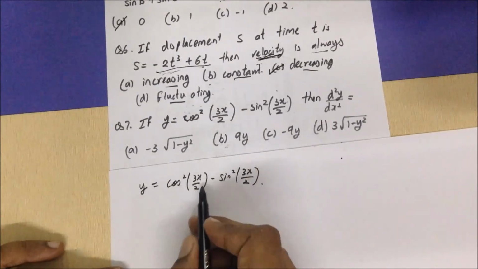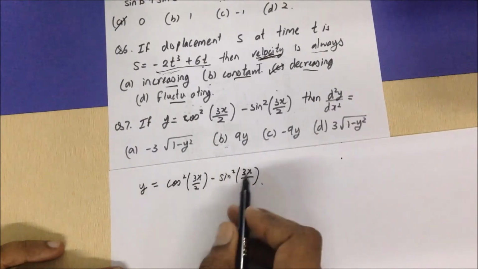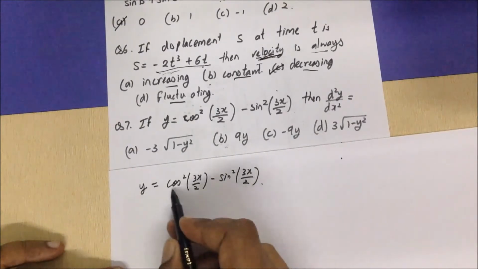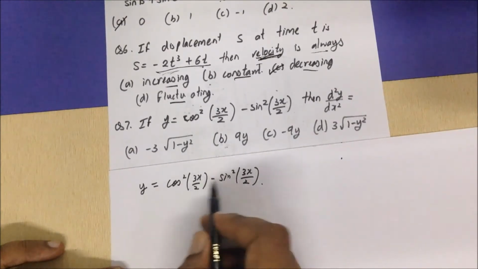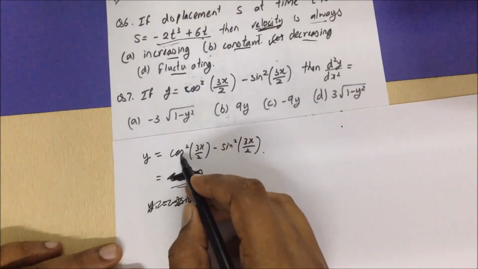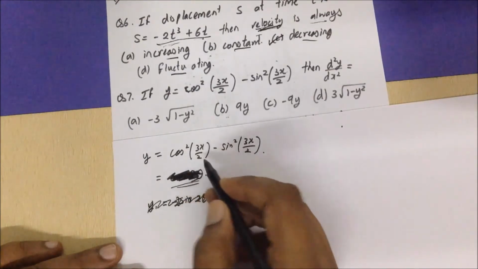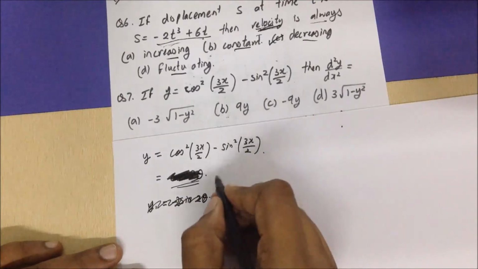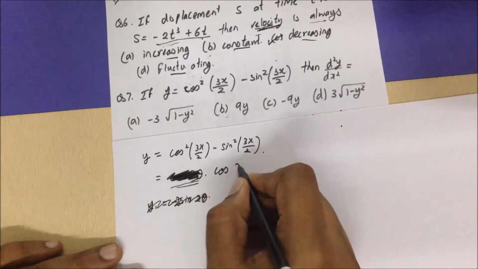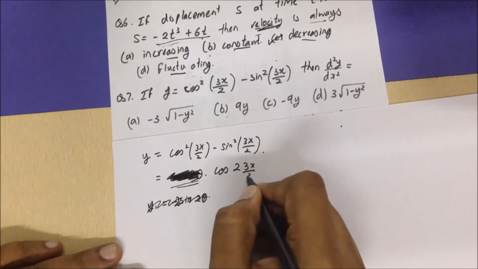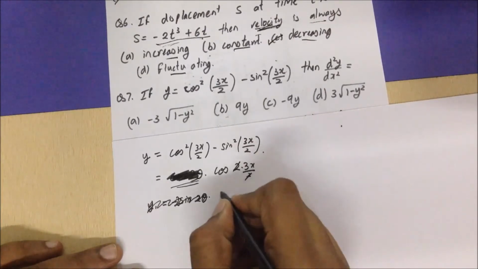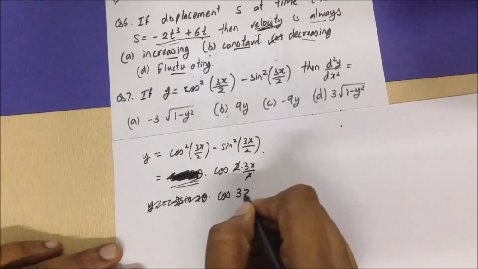Now what you are having is the angle which is present inside the cos and sine are the same. So this is of the form cos square theta minus sine square theta. So this is your formula for cos 2 theta. So that's going to be cos of 2 into 3x by 2. So the 2 gets cancelled. So it's going to be cos of 3x.